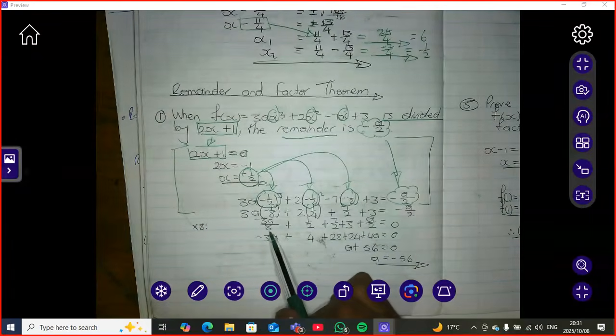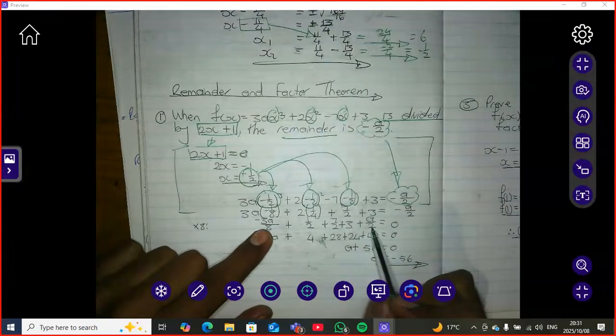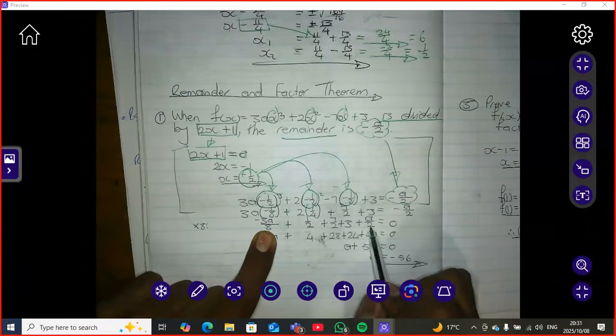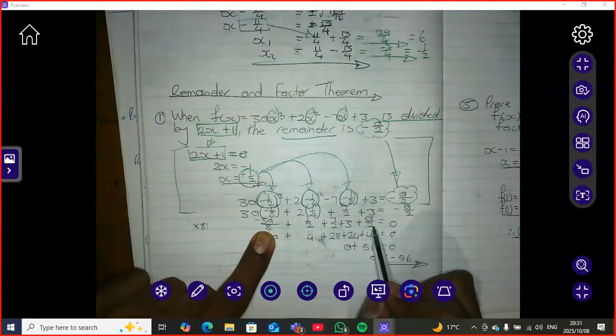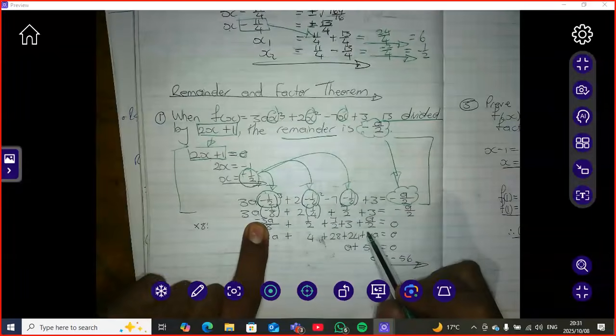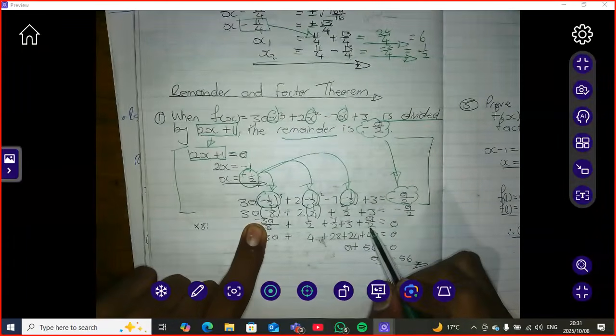If you didn't get rid of this 8, you would end up with a weird thing where you'll have to add these two fractions together. Then you must multiply this with 4 on top and the bottom, and then you can add them. Then it's going to be the same thing: negative 3a plus 4a over 8.